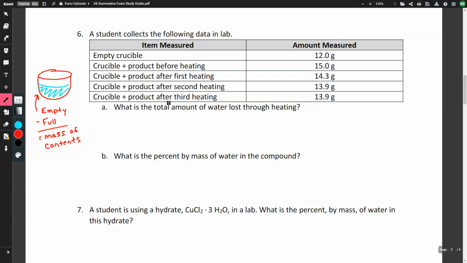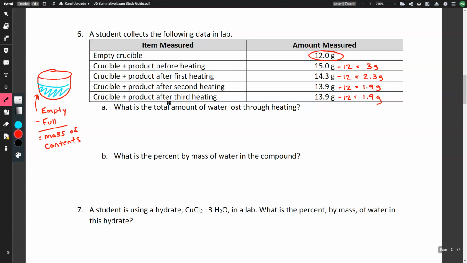So the empty crucible is 12, so let's go through and subtract 12 from everything. 15 minus 12 is 3 grams. 14.3 minus 12 is 2.3 grams. And let's continue on. This is going to be 1.9 grams, and no change here, so this will also be 1.9 grams. So that's the contents of the container after each process.